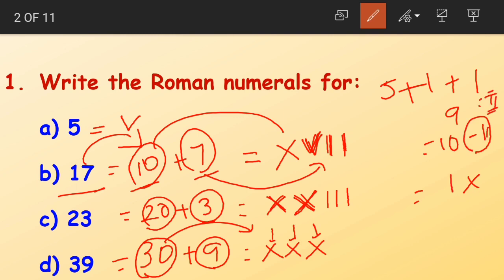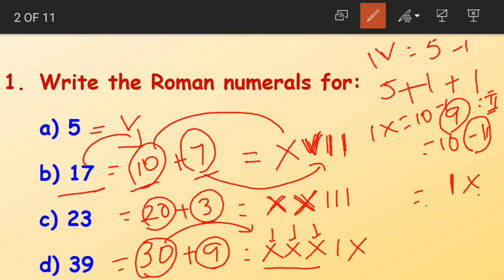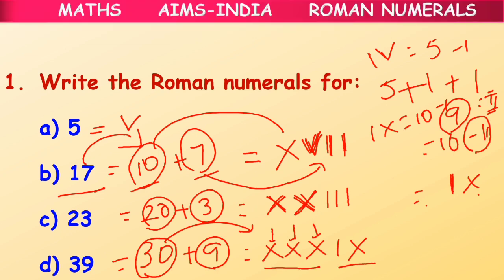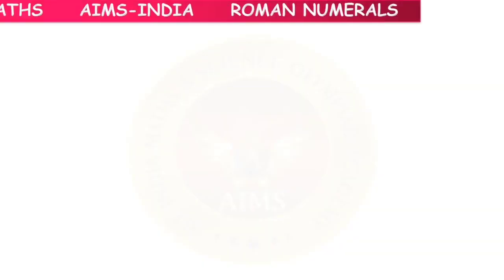Now where do we write this I? We write this I to the left side of X. Then we get 10 minus 1, just like we write IV for 4, right? 5 minus 1. In the same way, IX is equals to 10 minus 1, which is equals to 9. So XXX is 30 and IX is 9, 39. Clear children? First we wrote the place values and then we wrote the Roman symbols.